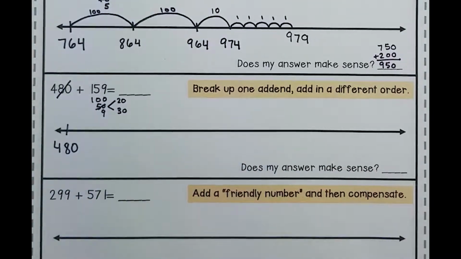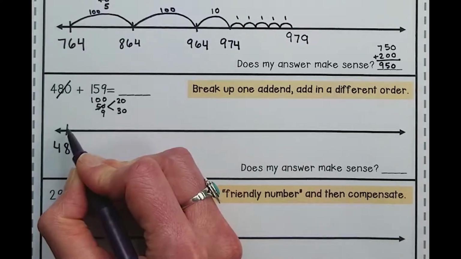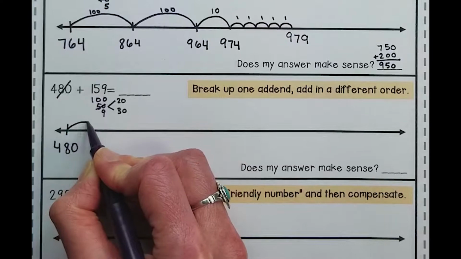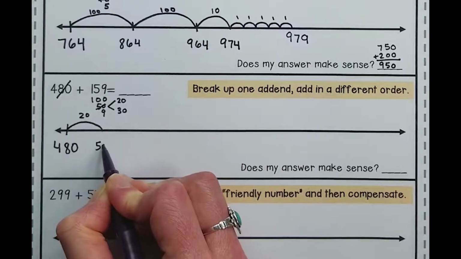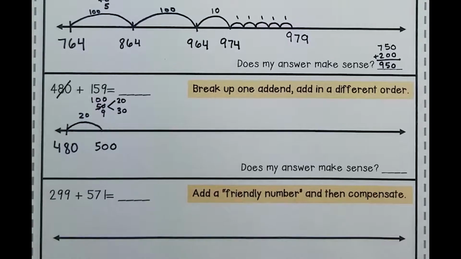That gives me 159, right? Now, this really helps me because now I can make a jump of 20 first, and that will get me up to a nice even number of 500. So I'll show you what I mean. I'm going to go ahead and make a little jump of 20. And when I do that, I'm actually at 500. And 500 is a really fun, easy number to work with.